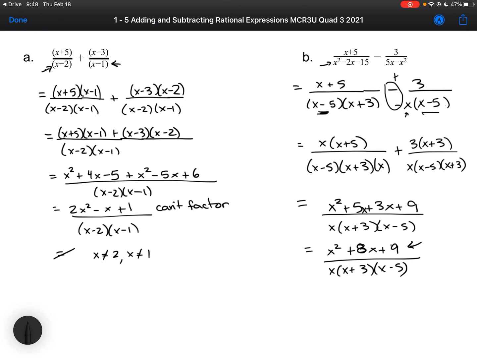So now I have my final simplified answer, and the last thing for me to do is to state my restrictions. X can't equal 0, -3, or 5. And those are some examples of how to add and subtract rational expressions.